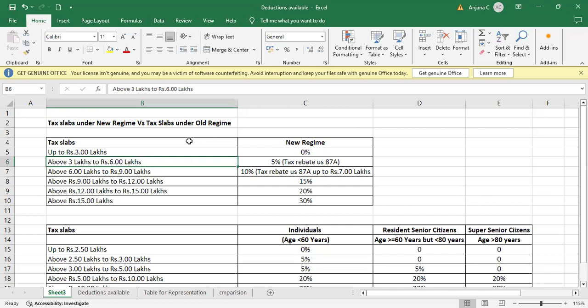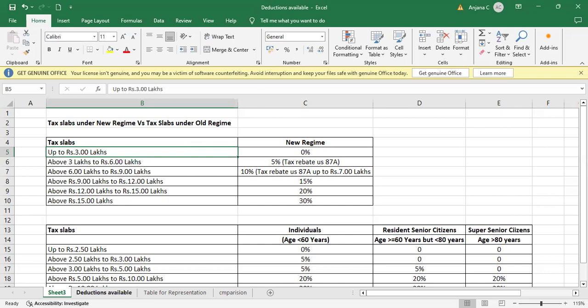So before we proceed ahead, first, let's look at the tax slabs under the new tax regime. There are totally 6 slabs under the new tax regime. If we see here, the tax slabs under the new tax regime have increased and the tax rate has reduced. Hence, the government has also taken away some exemptions and deductions which were previously applicable under the old tax regime.